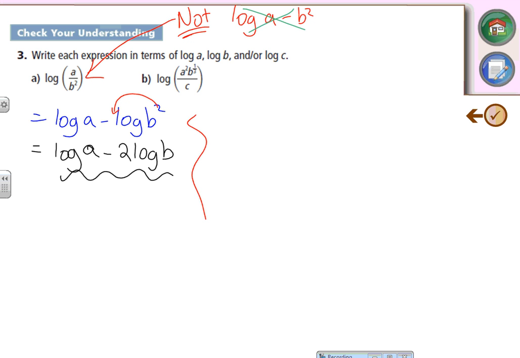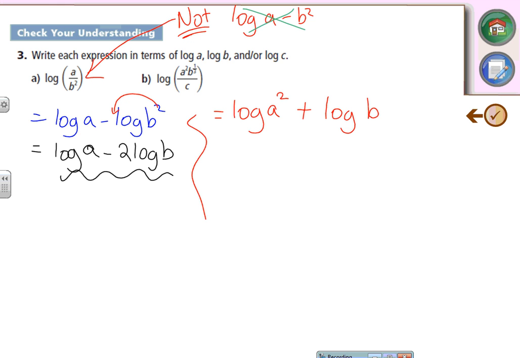Let's try that next one. We've got more things happening. We've got A's, B's, and C's this time. If it's a numerator, positive sign in front. If it's a denominator, negative sign in front. So we've got log of A squared. B's in the numerator, so plus log of B.